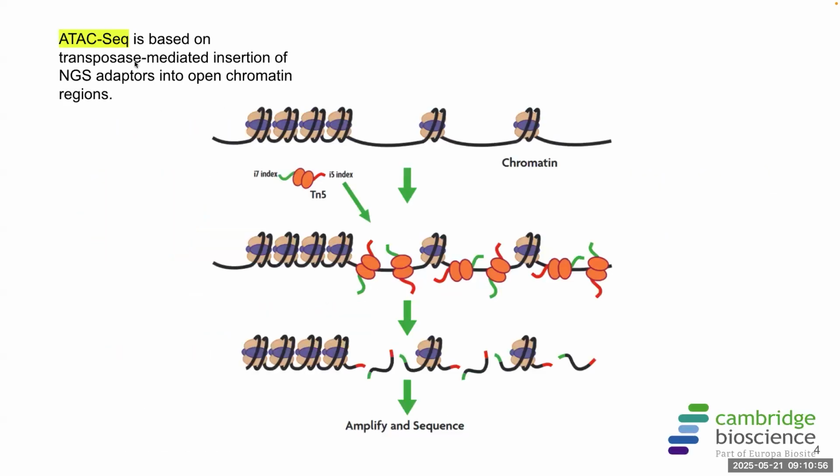Also, ATAC-seq is based on a modified enzyme called Tn5, or transposase mediated insertion. In the cartoon we can see the chromatin, and here the enzyme with two indexes, one on each side. It is going to bind the open chromatin regions, and these regions are going to be cut and amplified in sequence. So this is the information that at the end we use to build the libraries and to make the analysis.